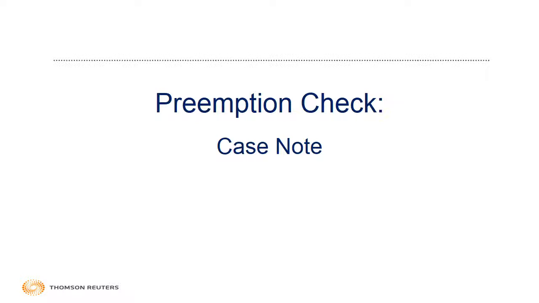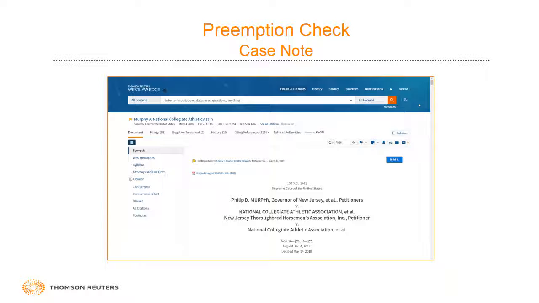Now, preemption checking for a case note is going to be a little bit different than preemption checking for a full comment. It's a lot easier, actually, because keep in mind that when you're writing a case note, you're really focusing on one individual case and you're peeling apart and analyzing in depth that particular case. So, take for example Murphy v. NCAA. If this is the case I want to use as focal point for my case note, all I have to do is simply retrieve the case by name or citation, select the citing references link.